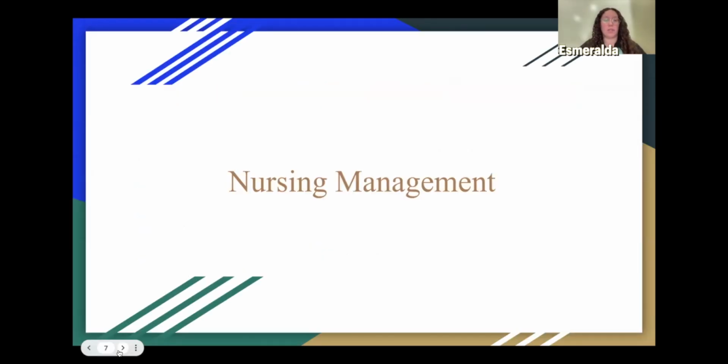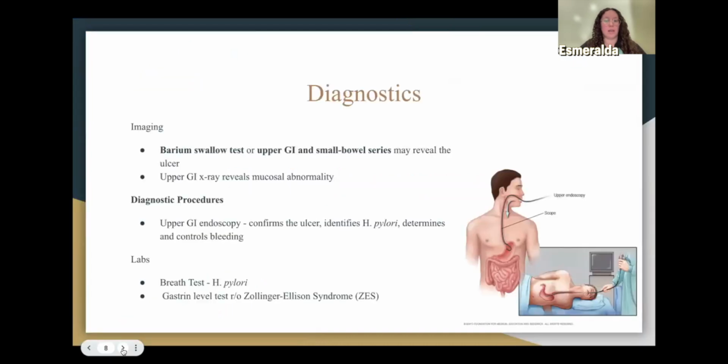So next we will go over some nursing management. The first is some diagnostics. So imaging would be barium swallow test or upper GI and small bowel series. This may reveal the ulcer. Upper GI x-rays reveal mucosal abnormalities. Some diagnostic procedures. Upper GI endoscopy confirms the ulcer, identifies H. pylori, and controls bleeding. Labs would be a breath test. A positive breath test would be an indication of H. pylori. Gastric level test would be to rule out ZES.